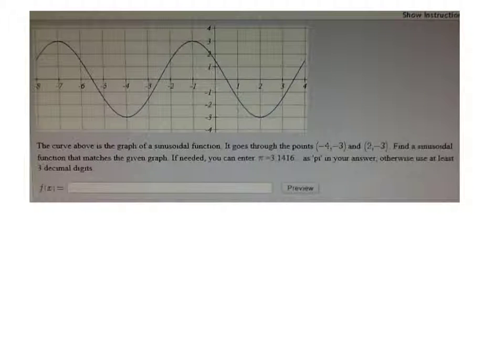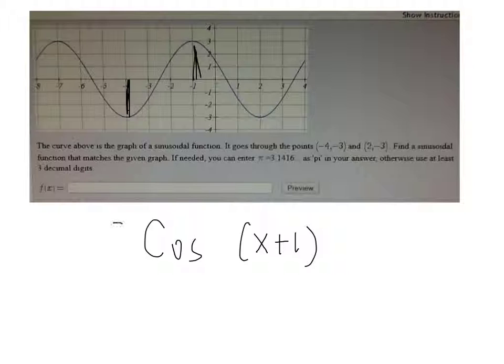So for this graph, I'm seeing, see how the peak is up here, right at nicely at negative 1? And typically cosine starts on the y-axis unless it's been shifted. So to me, that says this is going to be a cosine graph shifted left to negative 1. So cosine x plus 1. I'm seeing an amplitude of 3. It's not shifted off the x-axis, so there's no up-down shift. So now we just got to figure out the b number in front of everything.